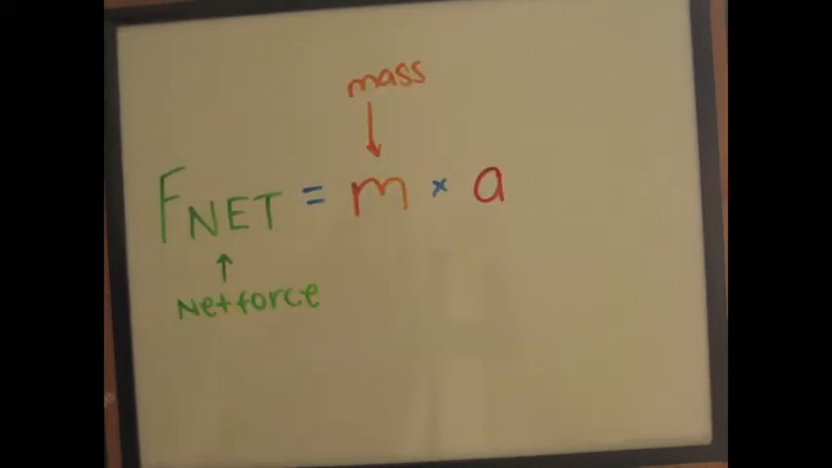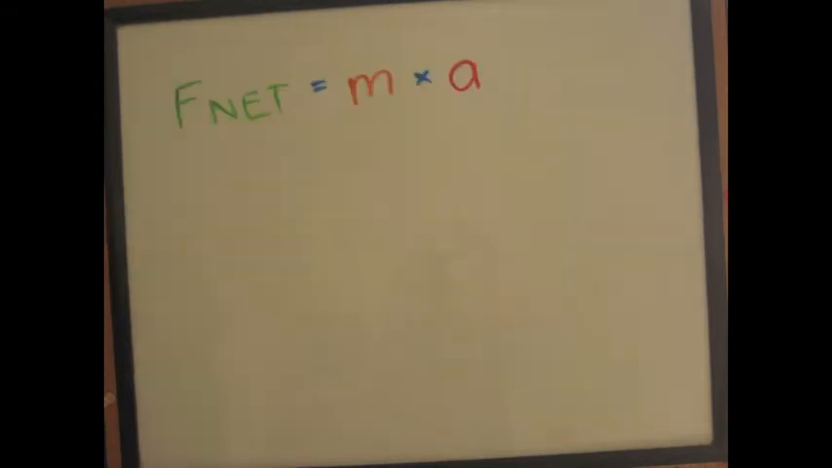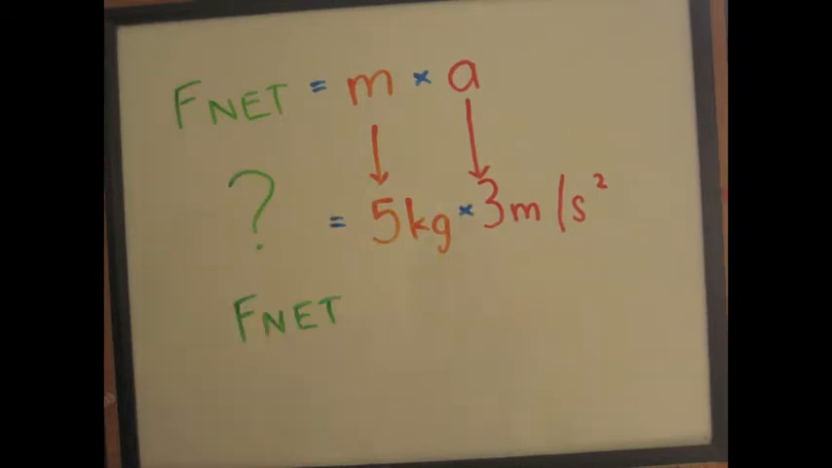Newton's second law is an equation that states that the net force equals an object's mass times its acceleration, F equals ma. For example, if an object's mass is 5 kilograms and its acceleration is 3 meters per second squared, then the net force acting upon the object is 15 newtons.